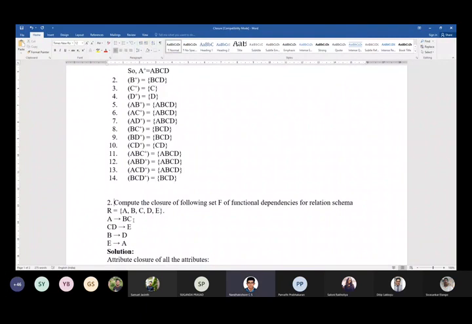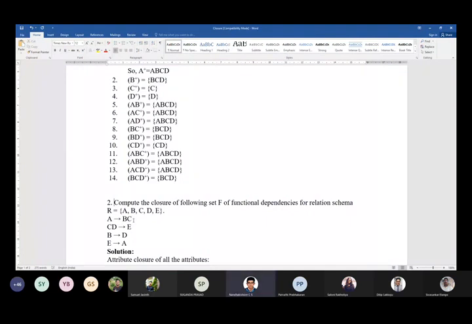So we don't have C separately. We have C and D combined. So C closure is going to be only C. Yes, sir. And D closure? So that's also D itself, because we don't have D as a separate entity here. Right. And finally, what is E closure? So that's E and A.